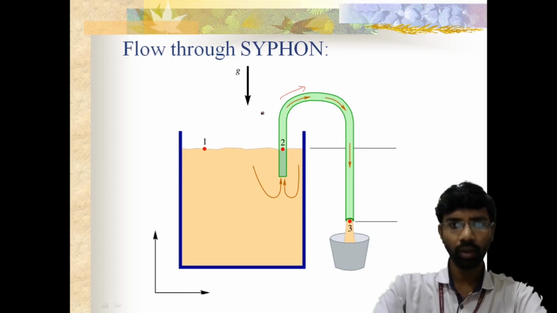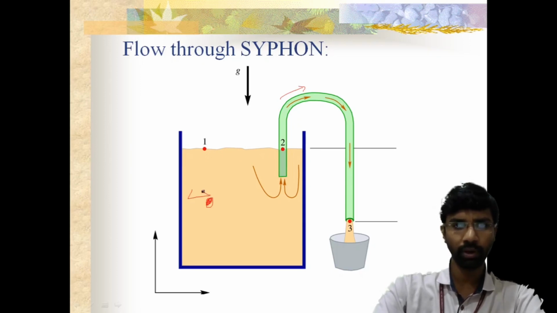How it works, see, generally, let us consider this diagram. Observe points 1 and 2. These two are at the same level, so both will have the same pressure. And if you observe, let us take this point. I'm drawing another point. Let this be point 4. If you want to calculate the pressure at this point, it is simply pressure at 1 plus rho g h, nothing but h.